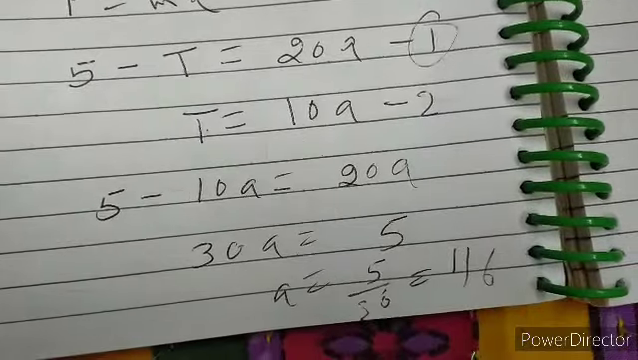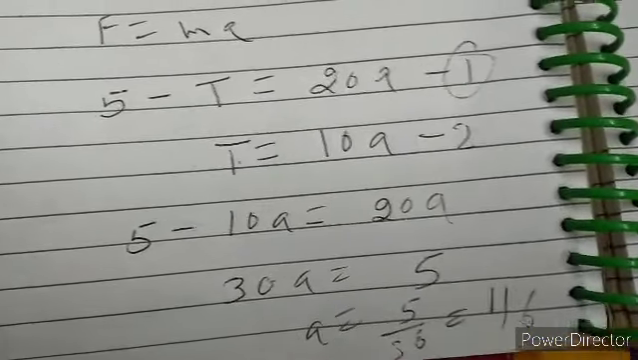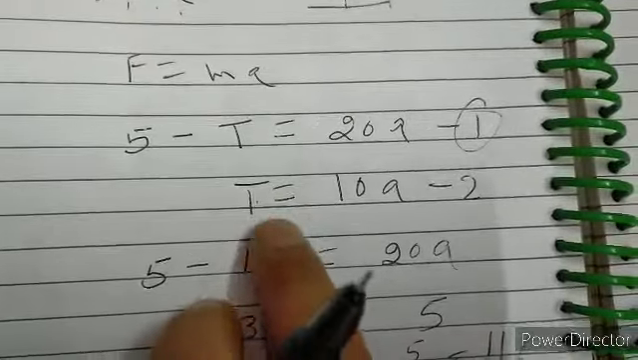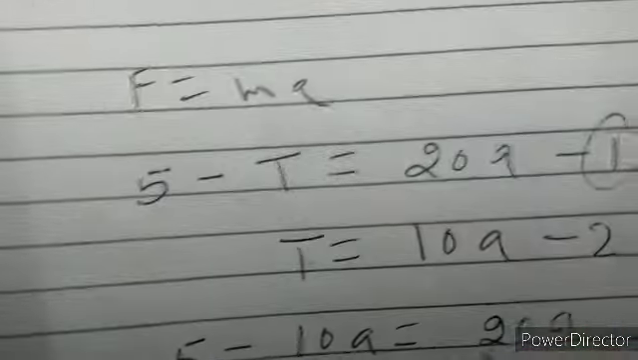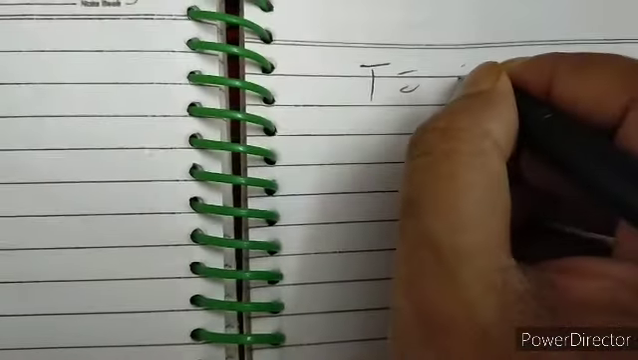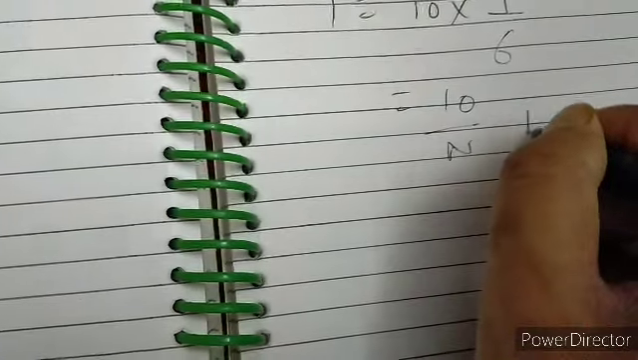This is 1 by 6 meter per second square. Acceleration is 1 by 6. Clear? Now the tension force T, from here substitute the value of A, which is 1 by 6. Then T is equal to 10A, and A is 1 by 6, so this is 10 by 6 Newton. This is the answer. And similarly the force applied by one on the other is also 10 by 6. Clear? Now see another example.